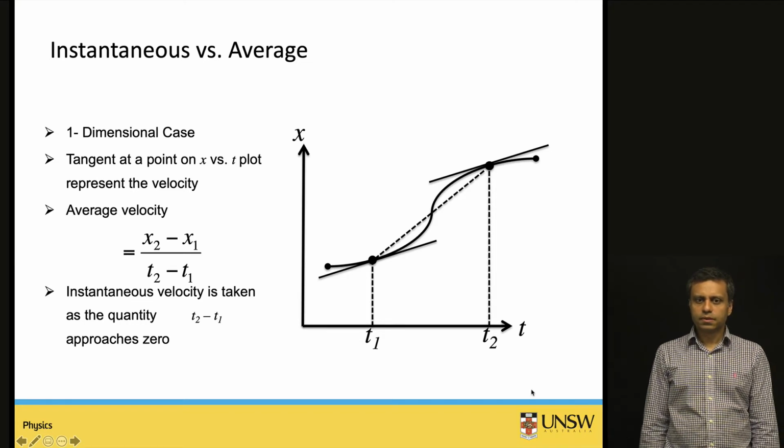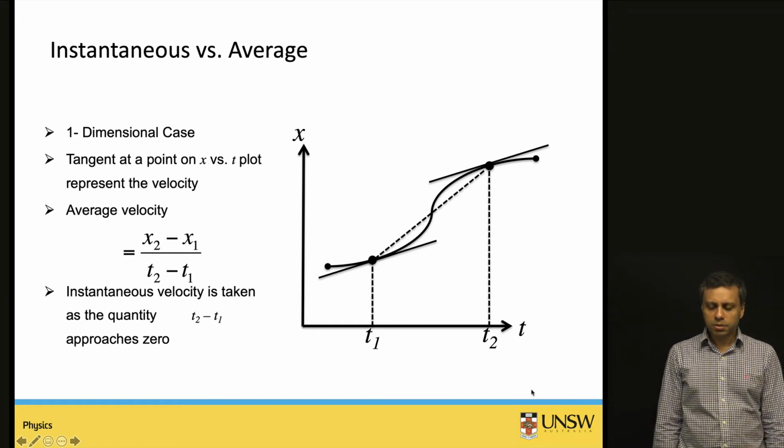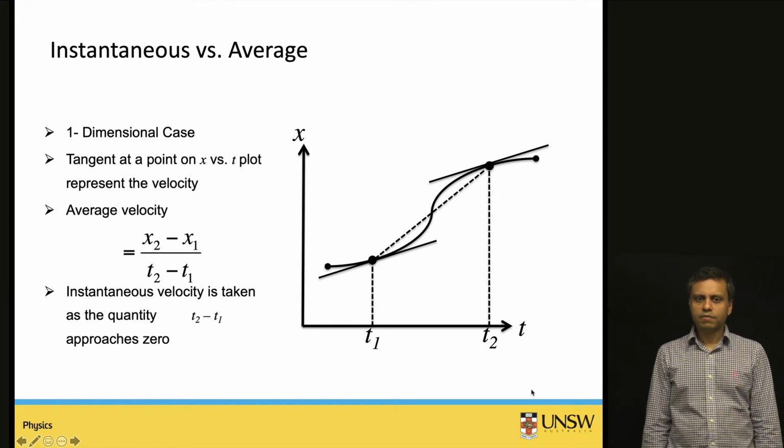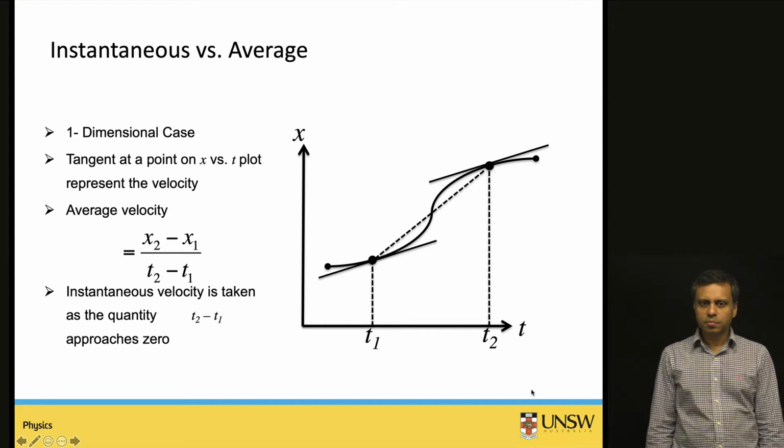So far, the velocity and the acceleration we have described are average quantities, but we also need to know the velocity of a particle at a point in time and also its acceleration at a point in time. So let us go through this example.